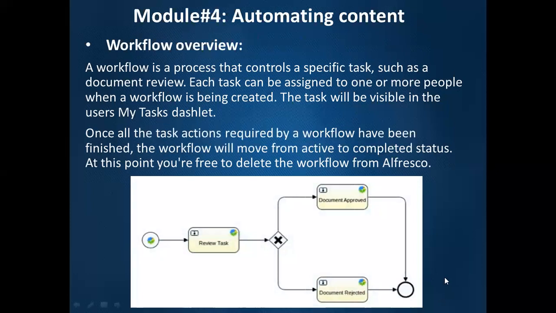This is a diagram of a workflow. This is our task. We send our task to be reviewed, and the answer can be either the document will be approved or the document will be rejected by the user that we send the workflow task to.